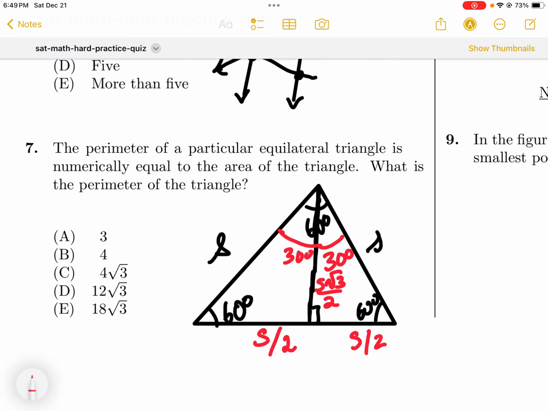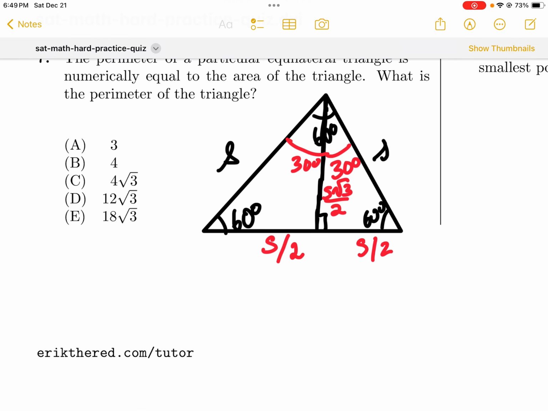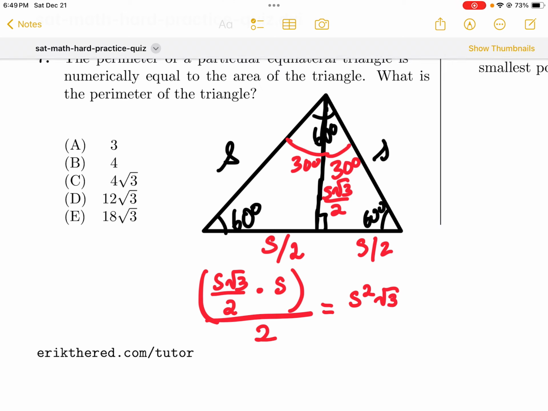So now we can calculate the area of the triangle. We know the altitude is S root 3 divided by 2, and our base has length s. And we have to divide this by 2 to get the area of a triangle. So the area of our triangle in terms of s is s squared root 3 divided by 4.